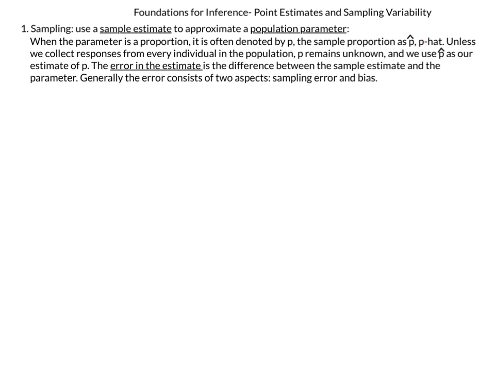Unless we collect responses from every individual in the population, p, the population parameter, is going to remain unknown, but we're going to use p hat from our sample as our estimate of p. And the error in the estimate is the difference between the sample estimate and the parameter. Generally, the error consists of two aspects, sampling error and bias.